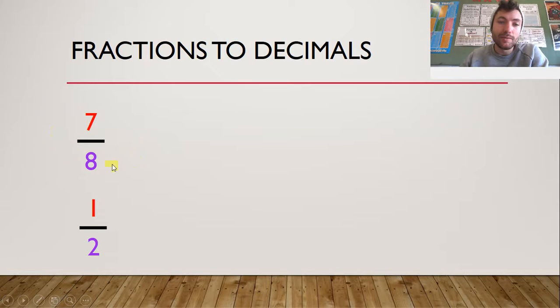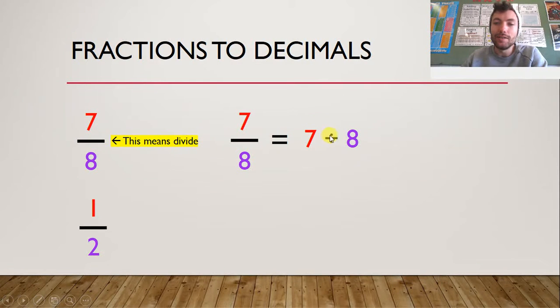So the important thing to remember, and I've told you this many times, is that this line here just means divide. So 7/8 can be written as 7 divided by 8. And if you just put that in your calculator, you're going to get a decimal, so that'd be 0.875. So that's fractions to decimals.